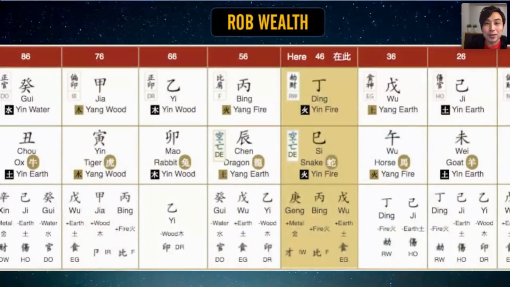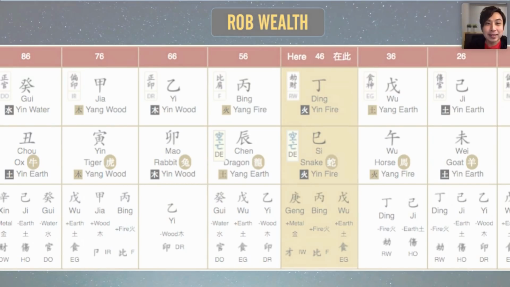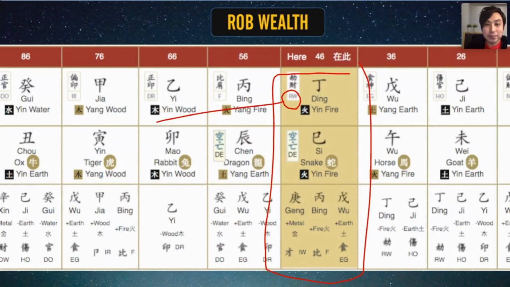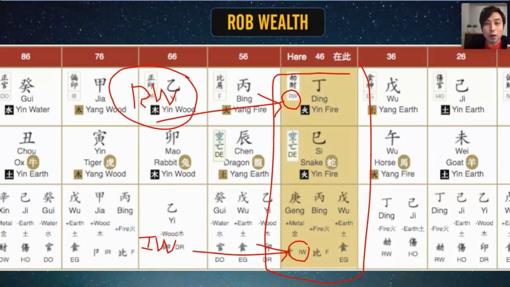I know there are a lot of you here interested in Rob wealth. Let me bring out the Rob wealth for you. A lot of you here realize that you're interested in Rob wealth, right? Since you asked, now you get it. So you see this person here, right? The current luck pillar this person is going through. Do you see RW here? It's RW, and then at the bottom here also has a wealth element, right? This is exactly like what someone just asked. This is IW.